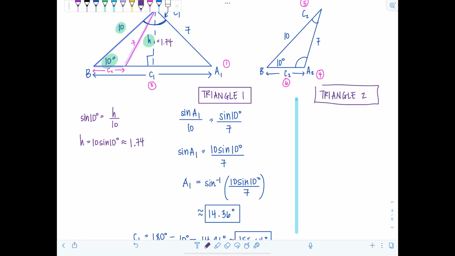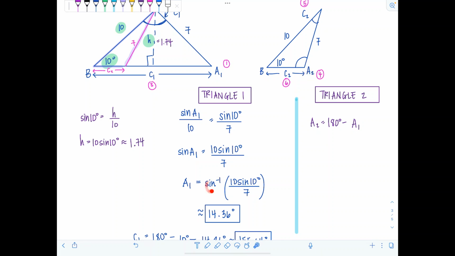So first thing you find in triangle 2 is angle A2. It's actually less work than you think. Angle A2 is just 180 minus angle A1. Why is that? Well, the whole point of the ambiguous case is that we have two possible angles that have sine of those angles equal to the same value. So that's why it's ambiguous. One of these angles is less than 90, one is larger than 90.